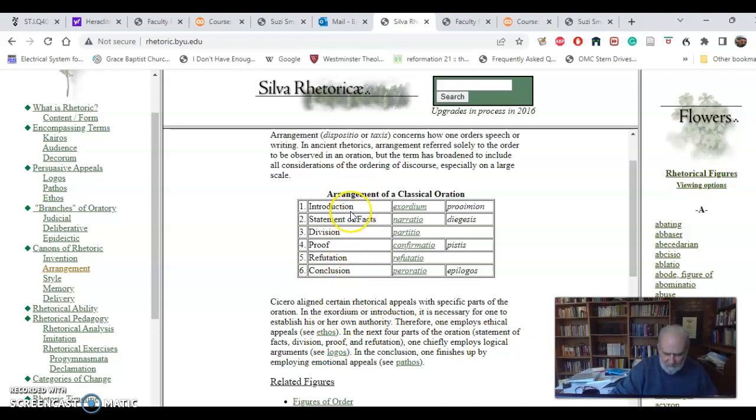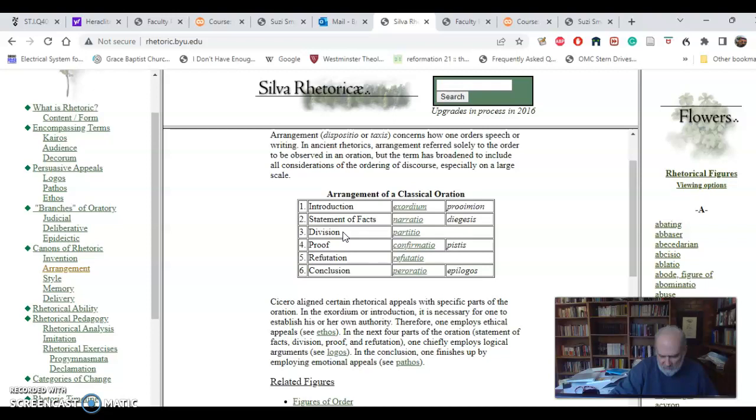Anyhow, these are the basic parts of any arrangement. It looks familiar. Here you have the Latin terms: exordium, narratio, partitio, confirmatio, refutatio, and peroratio. But in English we just call it introduction, statement of facts, division, proof, refutation, and conclusion. Now, we've had you kind of working on the first two, and you've probably already been thinking about division.